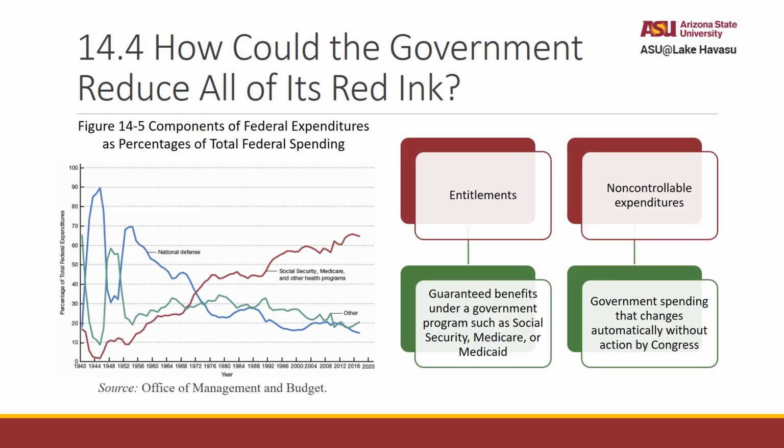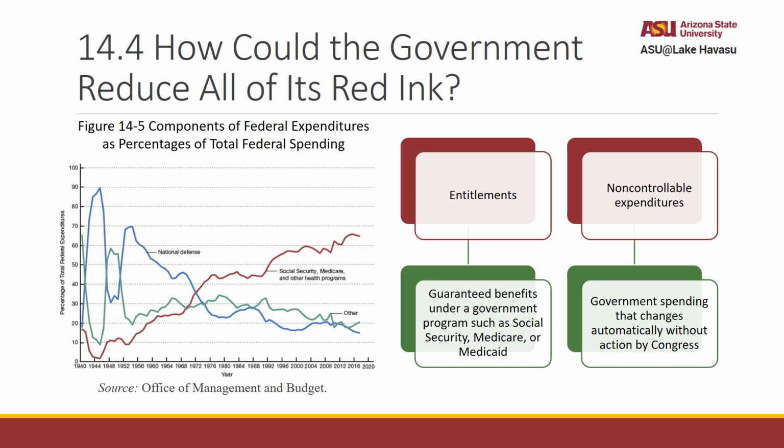So if we define the entitlements, these are the guaranteed benefits under government programs such as Social Security, Medicare, Medicaid. And if you want to define the non-controllable expenditure, basically government spending that changes automatically without any action by the Congress is called non-controllable expenditure.